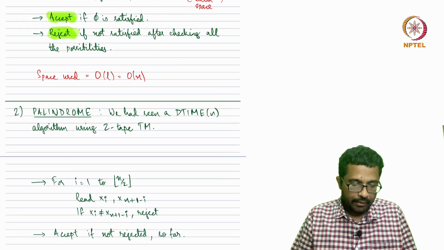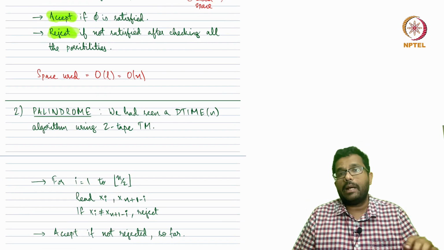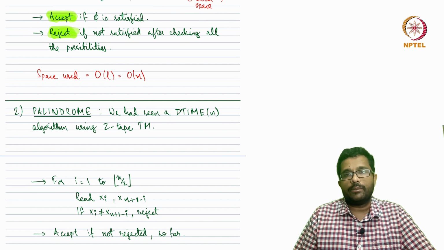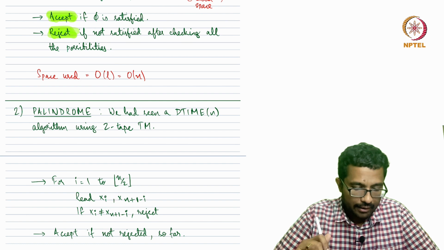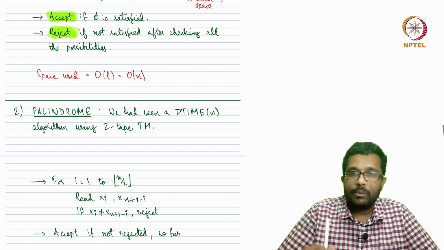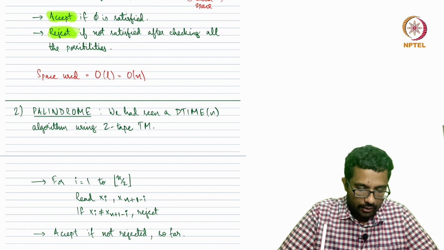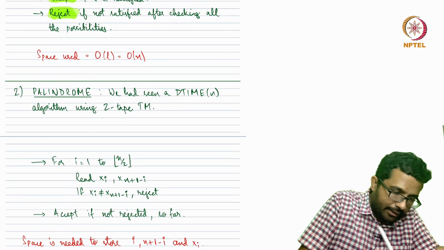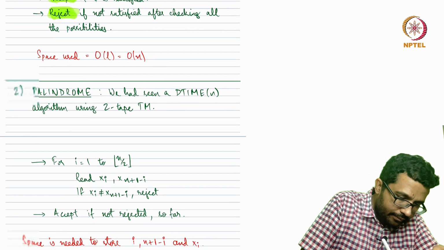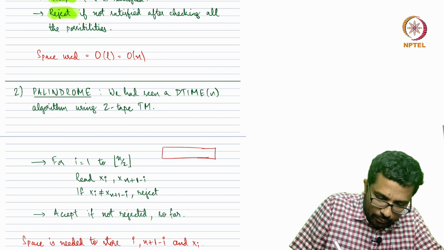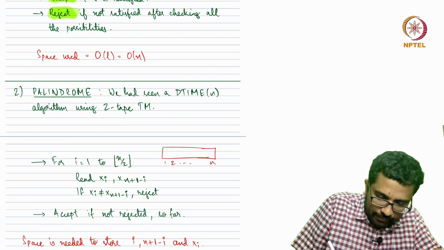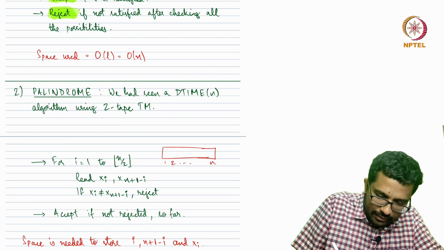Next is palindrome. In fact, we had seen a linear time deterministic algorithm using a two-tape Turing machine for palindrome. Let's see how much space we require. Let's say the input is written on the tape, positions 1, 2, 3 up to n, and the input is x.